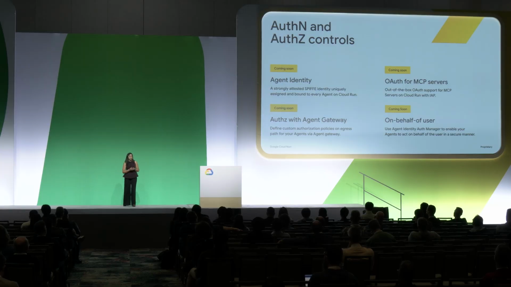You can even securely connect to your MCP servers that are deployed on Cloud Run using this recommended security method, which is OAuth, which is now built in very easily on Cloud Run with IAP. And next, we are going to see a demo of it. And lastly, for your agents that need to act on behalf of a user, the flows are now very simple by using Auth Manager on Cloud Run.